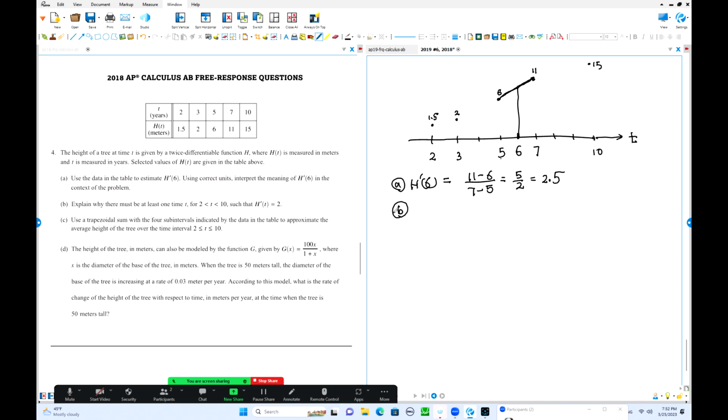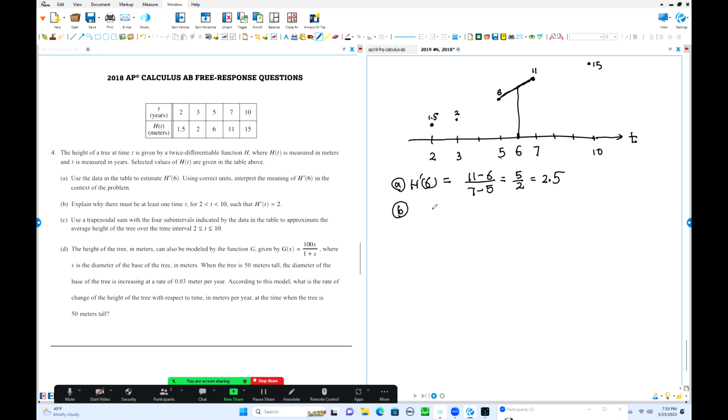Part B. Explain why there must be at least one time t between 2 and 10 where h prime is 2. Okay, h prime is what? Instant slope, right? Because they are differentiable, and differentiable includes continuous, a smooth line. That is the Mean Value Theorem. When you have this, always use the Mean Value Theorem. Take a look at the Mean Value Theorem from here to here, between 2 and 10, right?